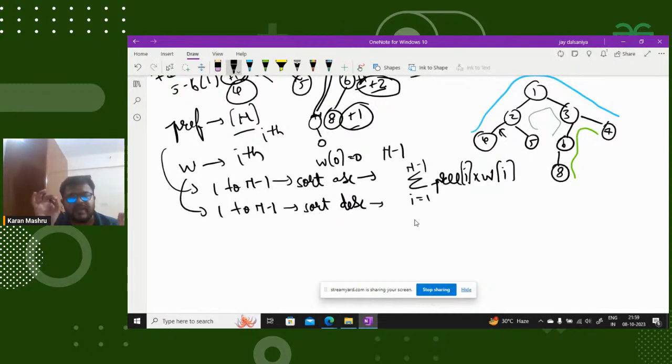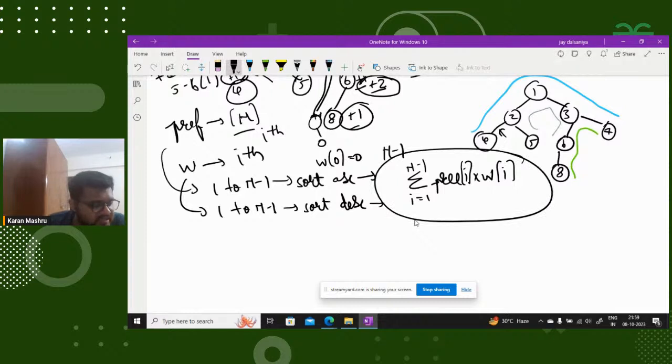So prefix of i will give me how many times the ith edge has been coming while delivering the parcels, and w of i is the weight of the ith edge. So that edge will come prefix of i times. So the total cost contribution of that edge will be prefix of i multiplied by w of i. One we will sort in ascending order, one in descending order, and we will take the sum, and this will give us the answer. Is this much clear?